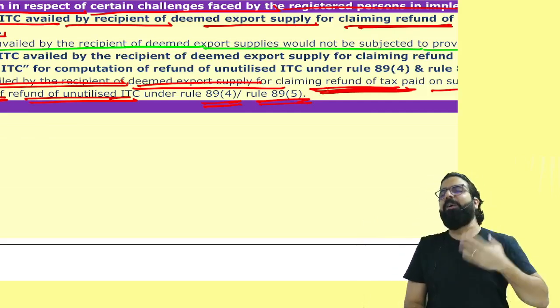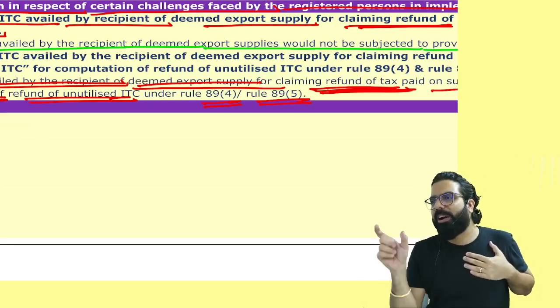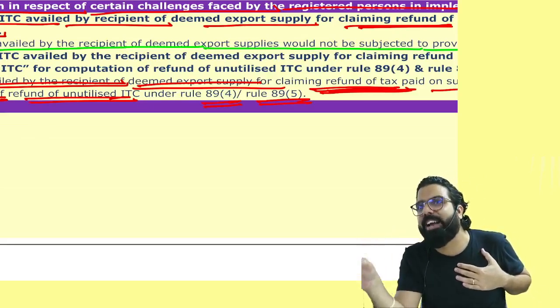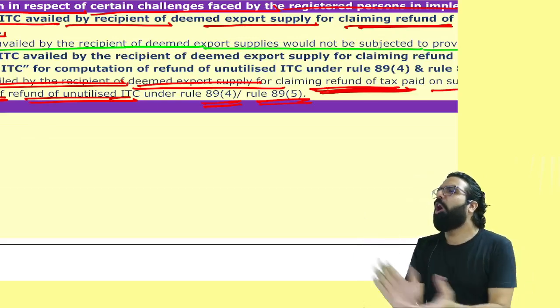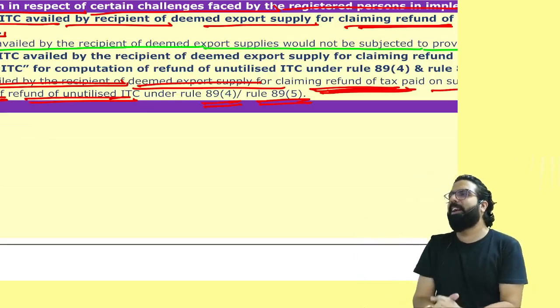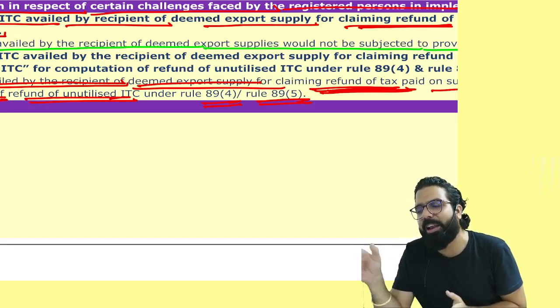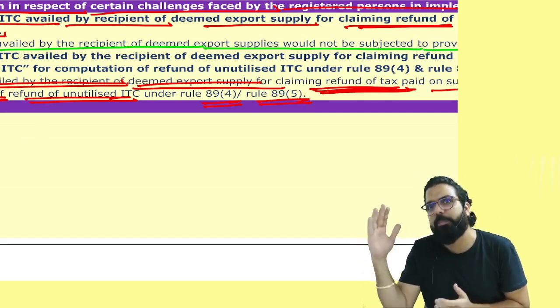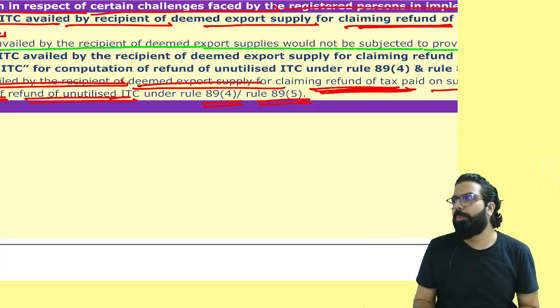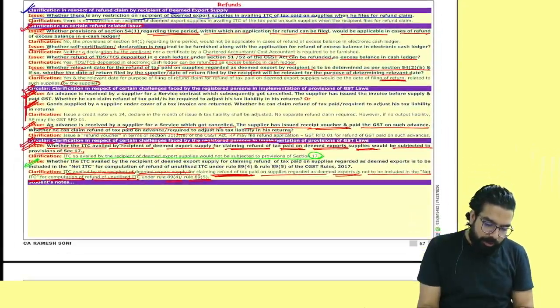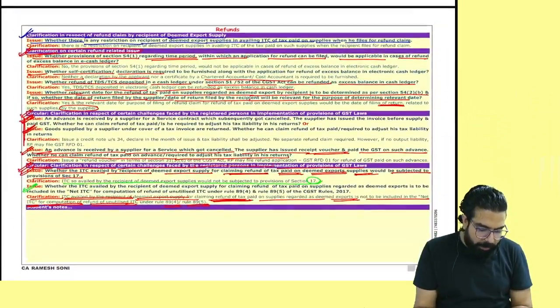When I am a deemed export supplier, whatever GST I have paid, full refund is given under 89(4)(a). So how will it come in your net ITC formula? From net ITC, you always remove the ITC relating to 89(4)(a) and 4B. I hope this point was clear to all of you. Congratulations, we are done over here.